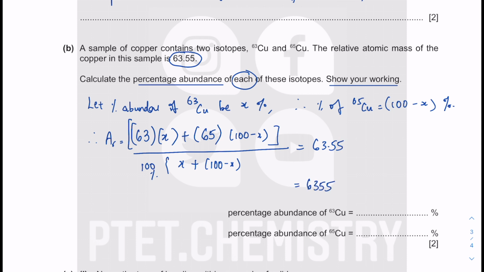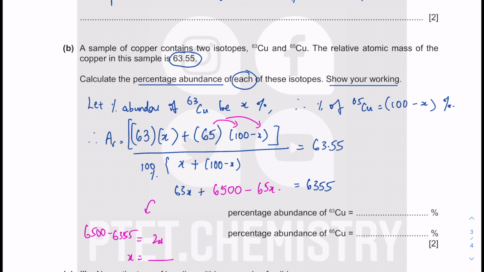6355. This thing, 63 times x, will give me 63x. And here's the most common mistake that a lot of students make, even A-level students. So 65 times 100, because these are in brackets, and then plus 65 times minus x is going to give you minus 65x. So I have 65x, I have 63x, so it's better if I move these to the other side, and I will get 2x is equal to 6500 minus 6355.